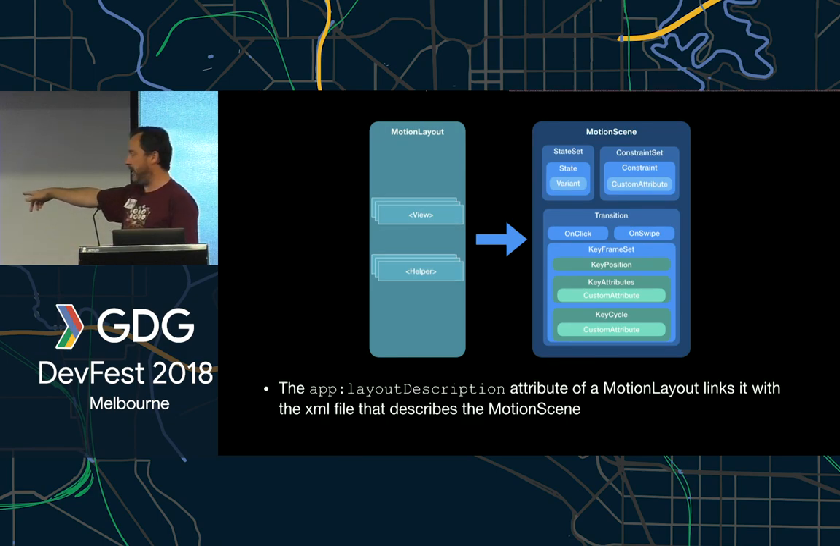You've got some views. Helpers are a thing that's coming in ConstraintLayout 2.0. They've not been released as of yet. But things like guidelines and barriers, if you've been using those previously, they're kind of the helpers. They're going to be moved into that category later on. And then the motion scene on the right-hand side here, this is the other XML file I mentioned. This is where you can define your constraints, your transitions, keyframes, and all that kind of stuff.